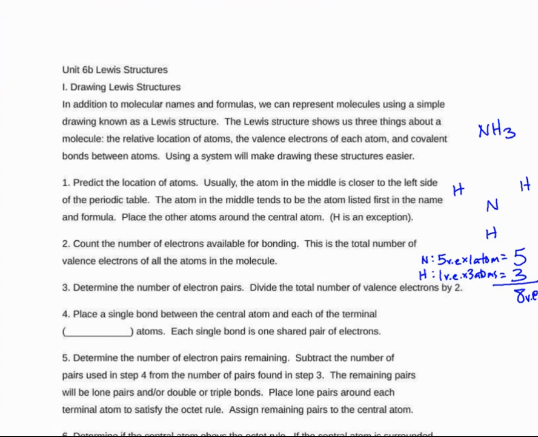In step 3, determine the number of electron pairs. So we're going to divide the total valence electrons by 2. So I'm going to take this number and divide it by 2, and that tells me 4 pairs of electrons.